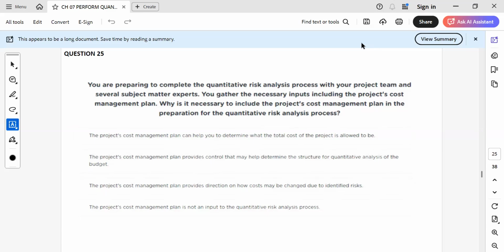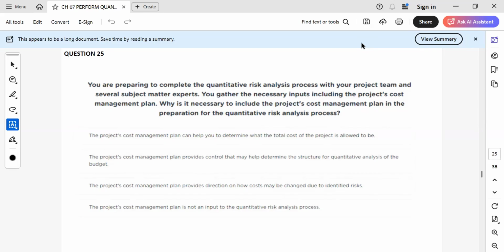Mr. Nadeem and Mr. Arga are with me, and we are going to solve quantitative risk analysis questions. We have done 24 questions, and the remaining we will do today. Yes, Arga bhai, let's start with question 25.